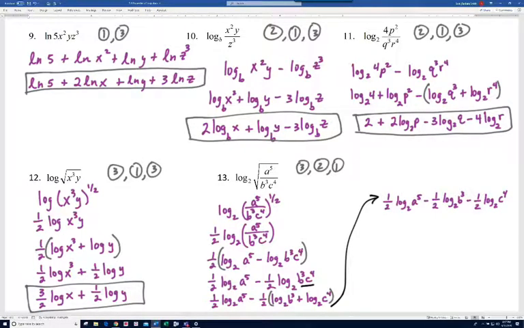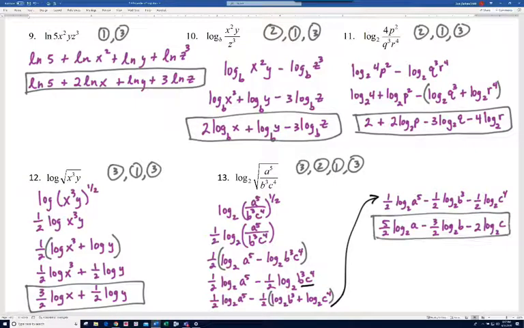So let's do that. We're going to pull the 5 out front. 5 times 1/2 is 5/2. So 5/2 log base 2 of a. And then we're going to pull the 3 out front, and 3 times 1/2, it'll be minus 3/2 the log base 2 of b. Now in the next one, 4 times 1/2, or 1/2 of 4, is 2. So this will be minus 2 times log base 2 of c. All right, and again, notice each of these is the log of a single value.